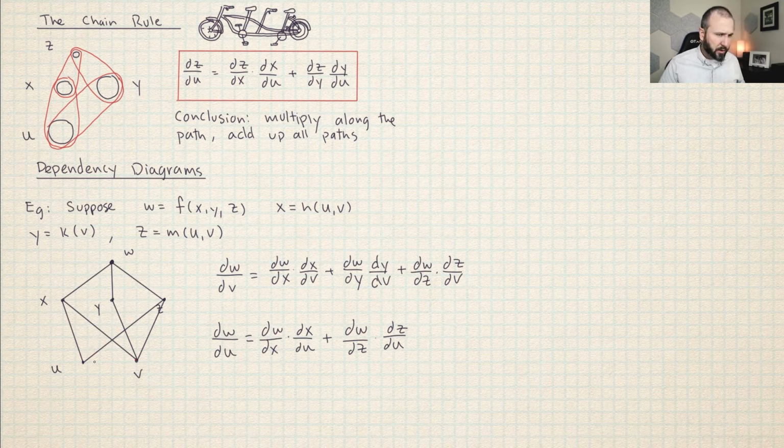So that's the way the chain rule works. You know, if you're waiting for the other shoe to drop on this, don't. This is really as complicated as this picture gets.